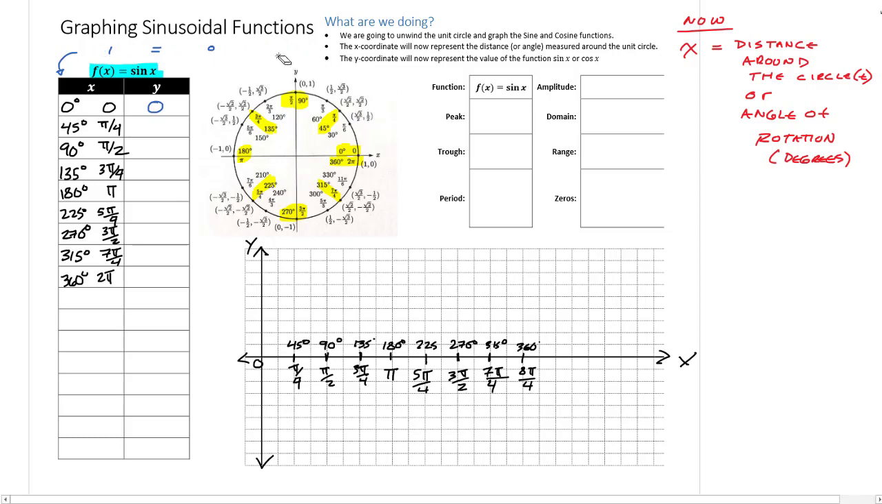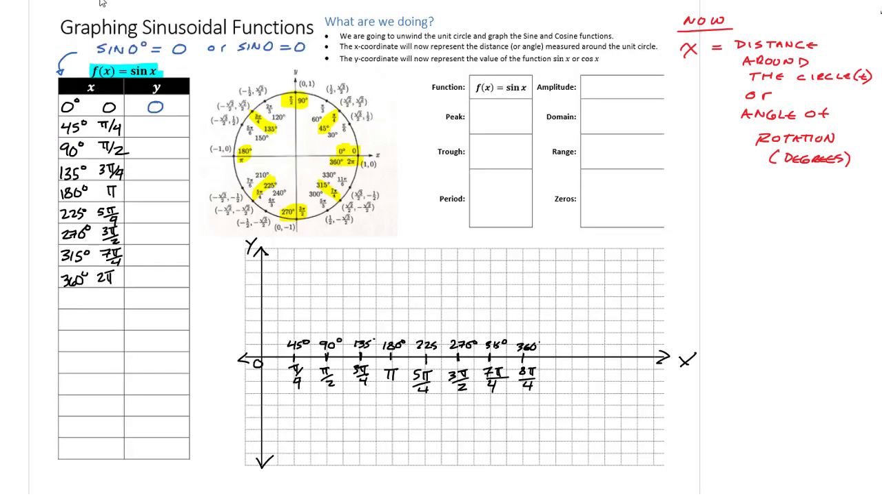Okay, so any of these we can actually do without the unit circle. I could go, what is sine of 45 degrees? Now, if I punch in sine of 45 degrees, what would I get out of my calculator?